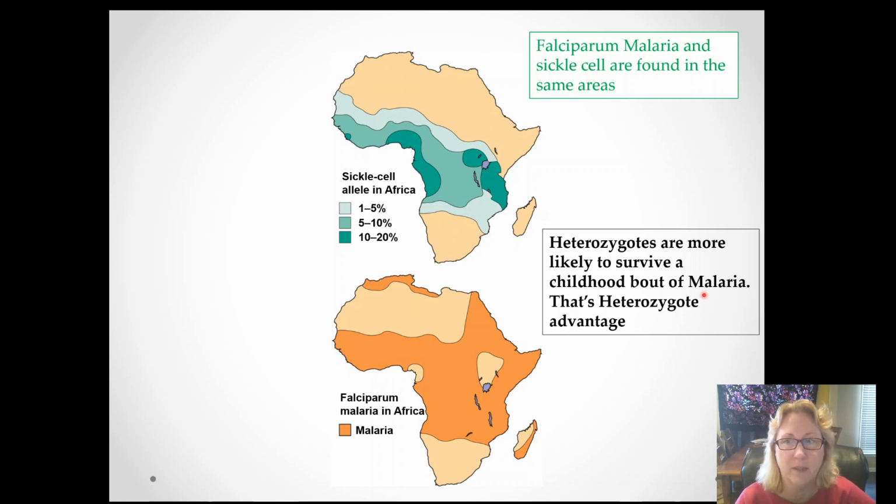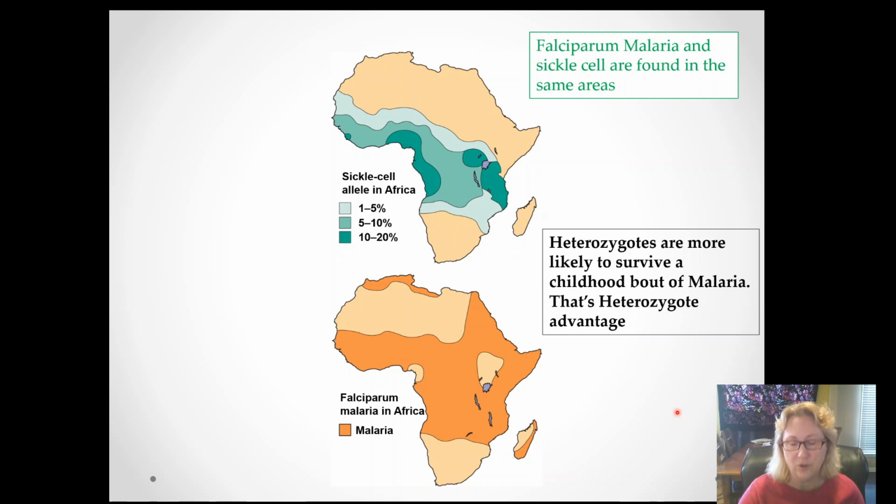That means the malaria parasite has trouble reproducing in people who are heterozygous for the sickle cell allele. So they're still going to get it, but they're not going to get as sick, and they're going to tend to survive a childhood infection with malaria. So we have this huge positive selective advantage in these areas.